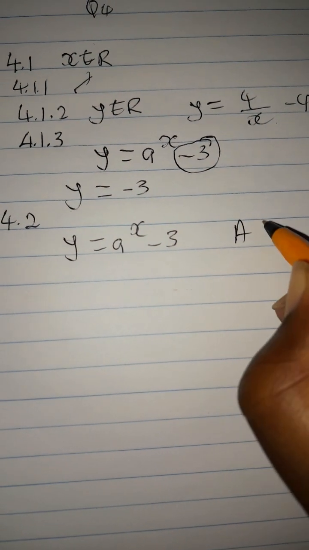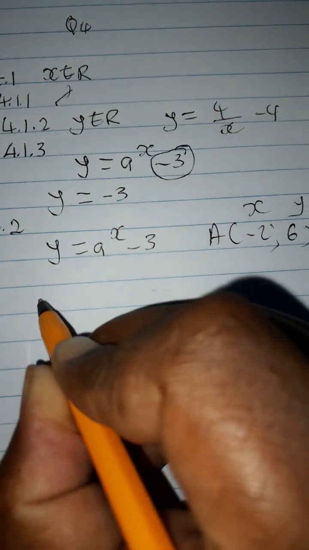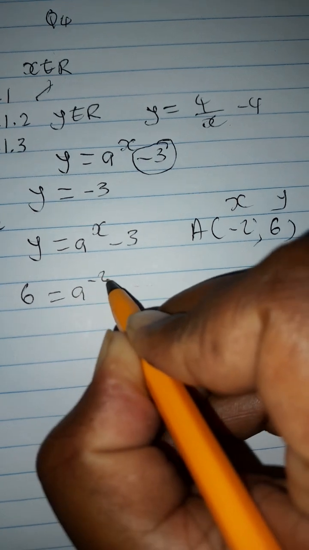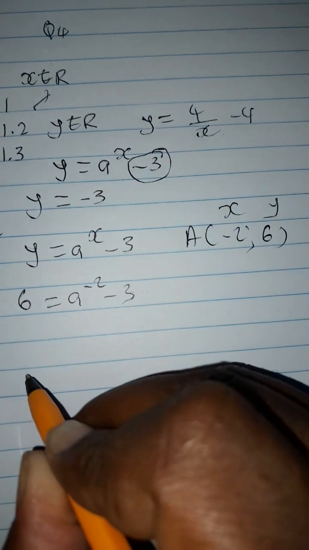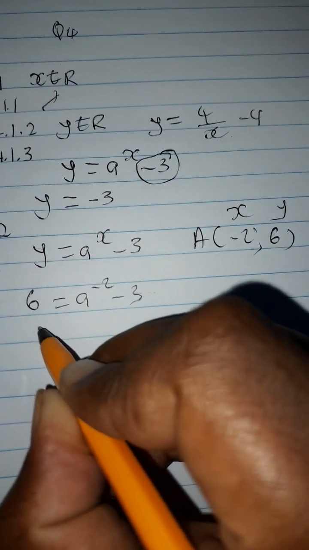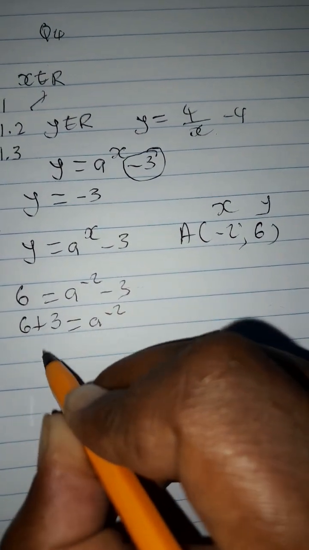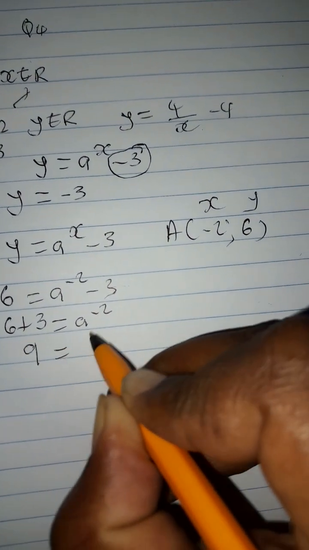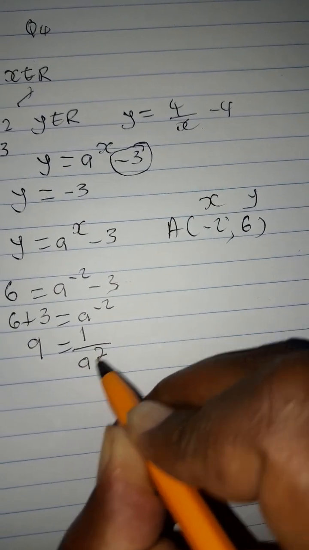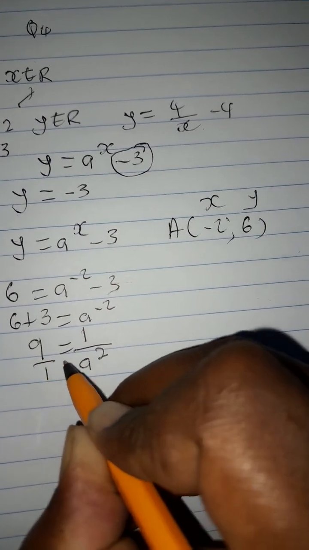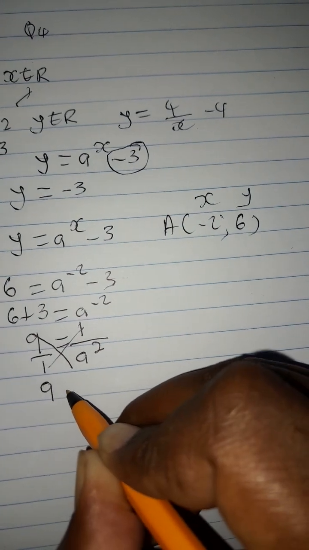Since A is given as (-2; 6), you name this x, you name this y. Meaning that where there's y, you can put 6, where there's x, you can put -2, then you have -3. So we can take -3 from the right hand side to the left hand side, and we're going to have 6 plus 3. Here we are going to have a to the power of -2. What is 6 plus 3? That will be 9 equals a to the power of -2. It's the same as having a positive exponent, it will be 1 over a squared. So this is the same as 9 over 1. Then what we can do is cross multiply. What is 9 times a squared? It's 9a squared.